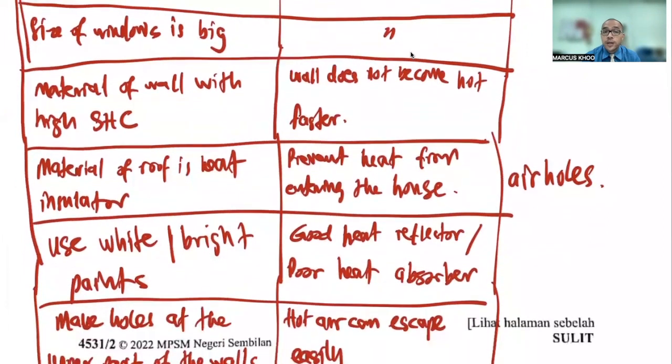Material of the roof is a heat insulator. You can also say high specific heat capacity, totally not a problem, but I'm just giving you a variety of answers to prevent heat from entering the house. All this has to do with cooling down that particular container house.